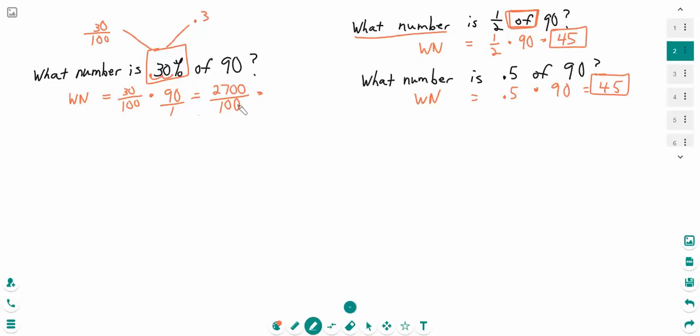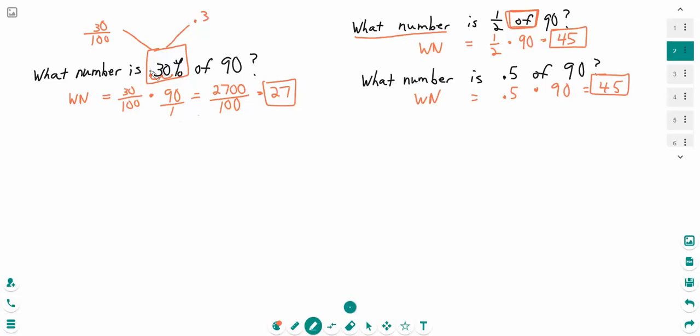So 27 over 100, we now are dividing by 100, which means we just have to move this decimal point 2 times to the left, and that's going to give us 27. So 27 is 30% of 90. All right? So very straightforward, not complicated.